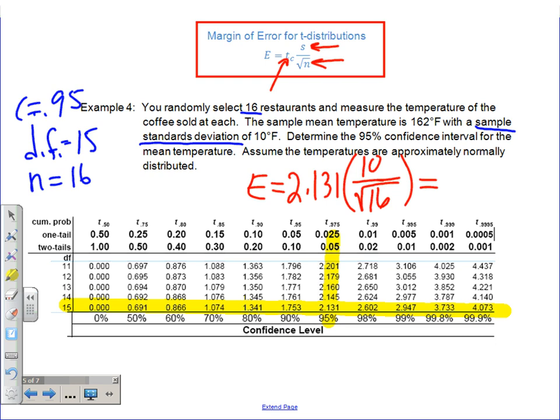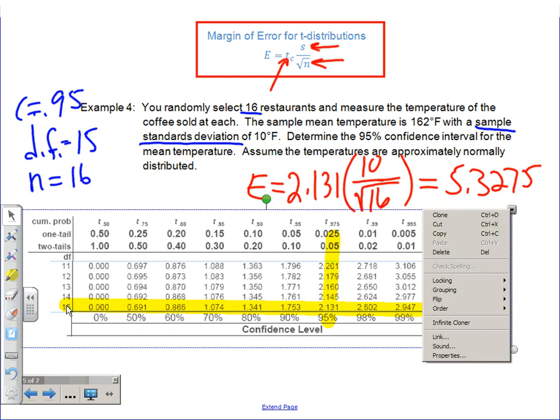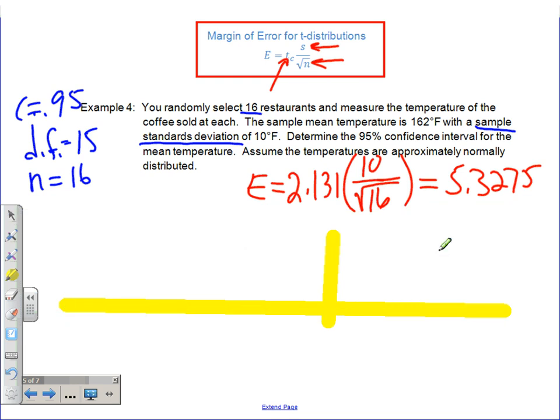And you notice this is 2.131 for 95%, which is a little bigger than 1.96 that we had before. But that kind of goes back to that picture we had. And I got 5.3275. All right, 5.3275 is what I got. Now, unfortunately, that doesn't really answer the question. The question wanted a confidence interval.